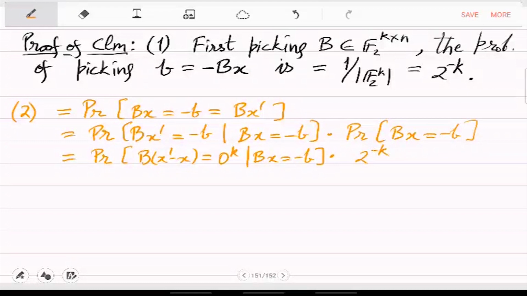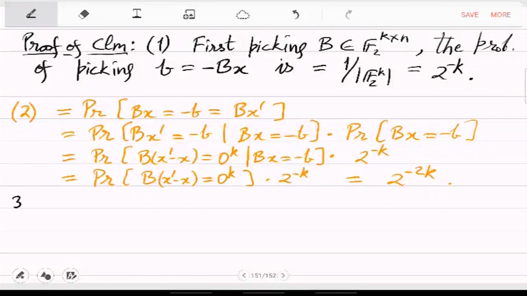Now in this first probability, this b(x) minus b is not playing any role anymore, right? Because x' is a different variable. So we can as well write this as the probability of the event that b(x' minus x) is 0. That's the same probability, which again is 2 raised to minus k. So you get 2 raised to minus 2k, okay, as claimed. That's the idea. That's, in fact, the detailed proof.